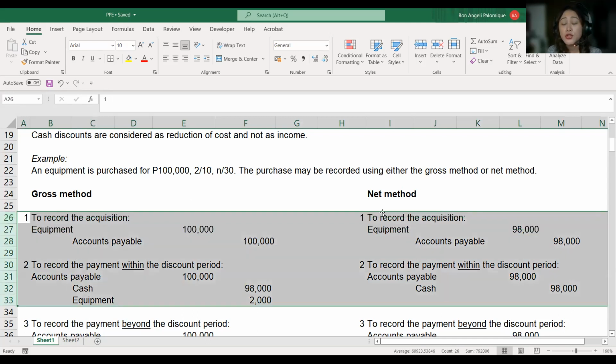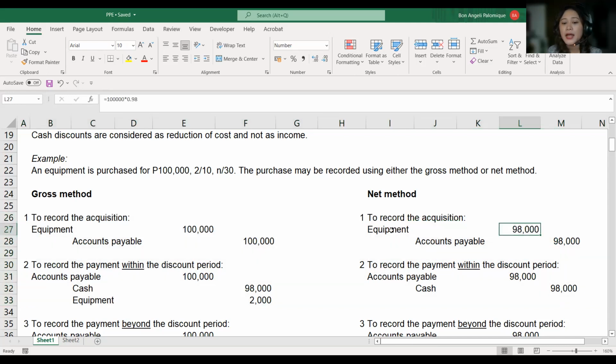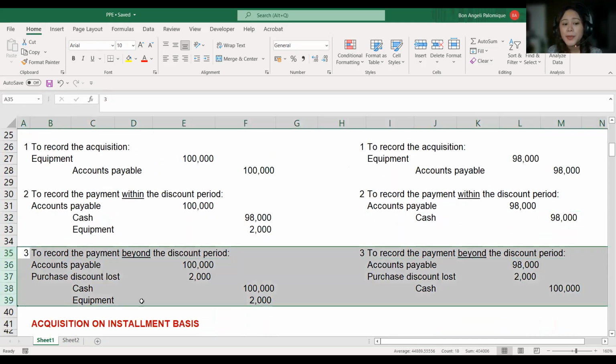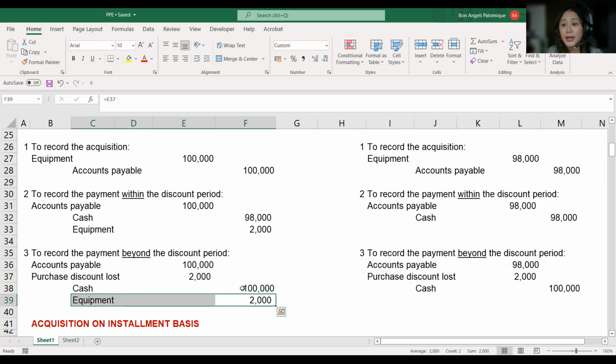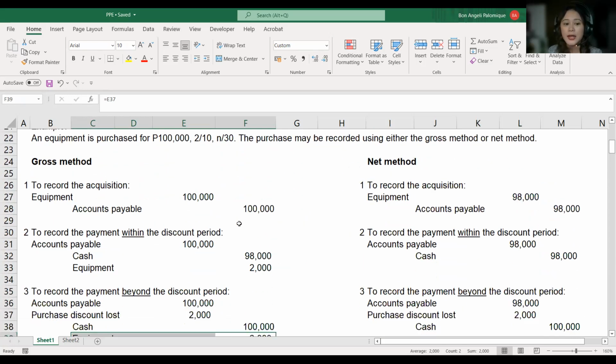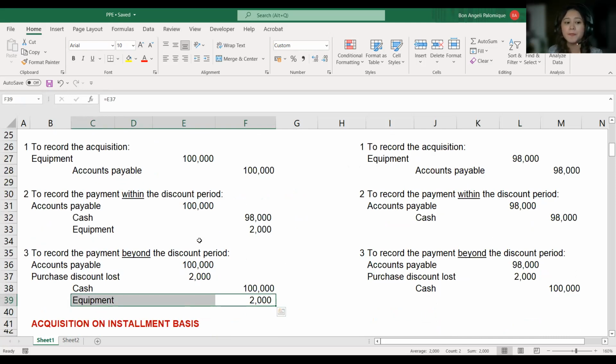Whether we use the gross or net method, ang impact is pabawas pa rin, magiging 98,000 pa rin talaga yung equipment. Ang entry na lang niya dito is debit accounts payable kasi yun lang naman sinet up niya and credit to cash. Next, kapag beyond the discount period, bawas pa rin sa equipment. So kahit na anong mangyari, ang sinasabi natin, regardless of whether or not the discount is taken, it will already be deducted sa ating cost ng equipment or na cost ng PPE.